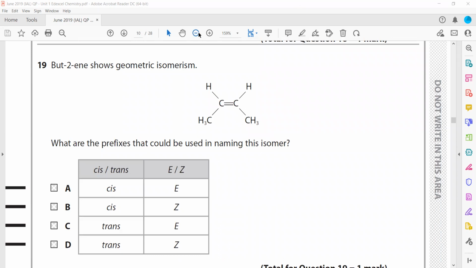Butene shows a geometrical isomer. What prefixes can be used? You have to check the heavy groups. The heavy groups are on the same side. So if the heavy groups are on the same side, we call that cis or Z. So cis or Z, so B will be the right answer. Like we compare here CH3 with H and we compare CH3 with H. So both the heavy groups are on the same side.